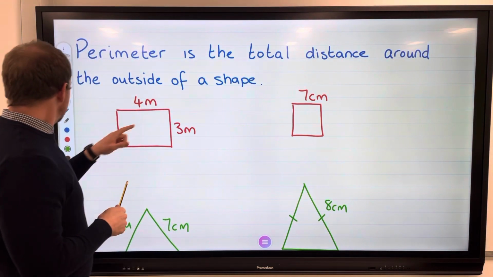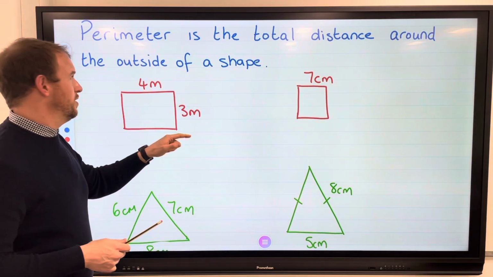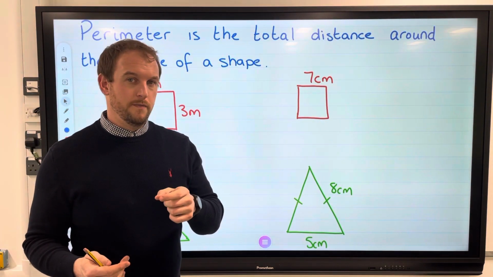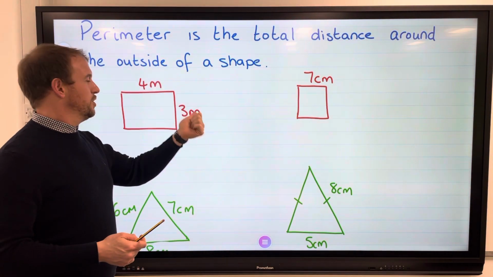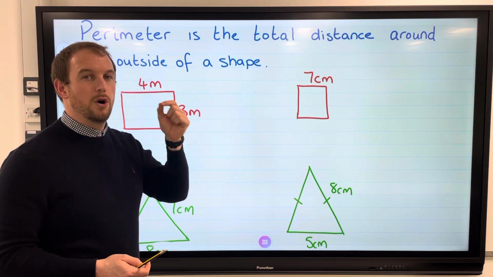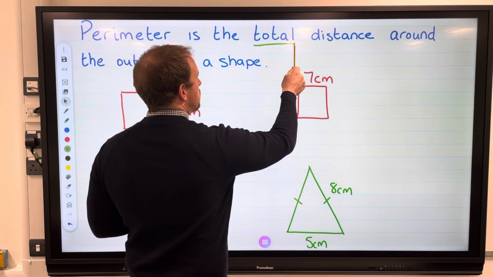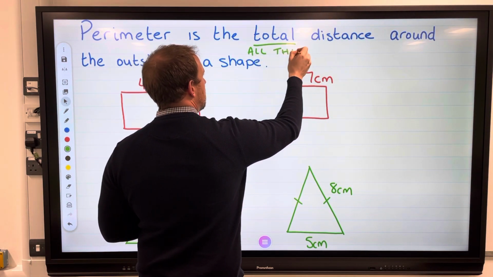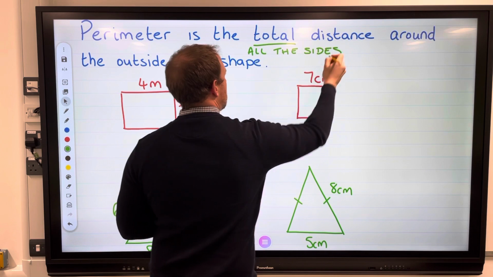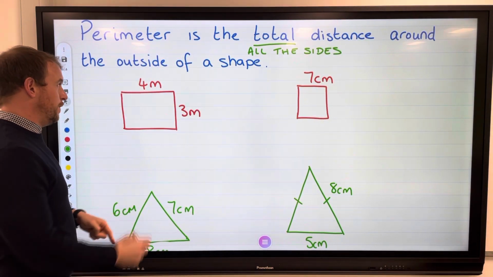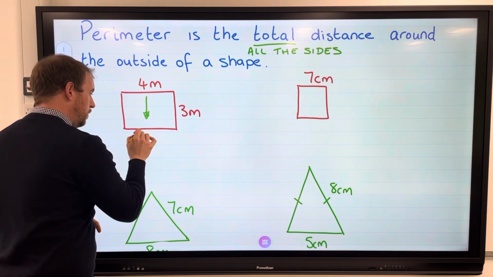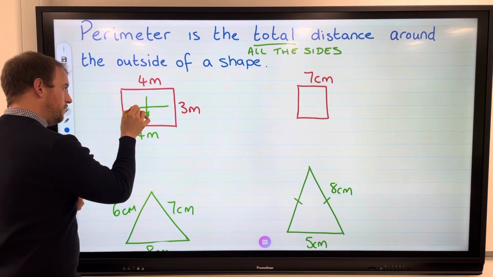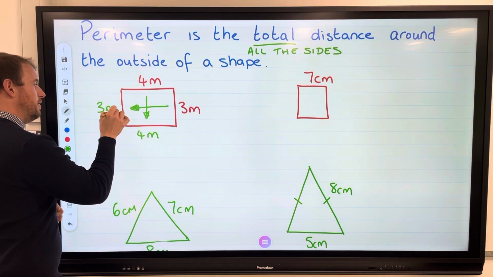So here then, very common style question. You can see I've got 4 meters, 3 meters, and I need to add them together. However, you'll see here they've only labelled 2 sides. But we need to add up all of them. It says the total distance, total, all the sides. So if this is 4, then the opposite side will also be 4 meters. And if this is 3 meters, then the opposite side has to be 3 as well.